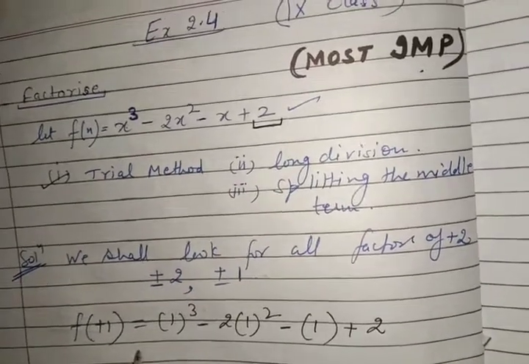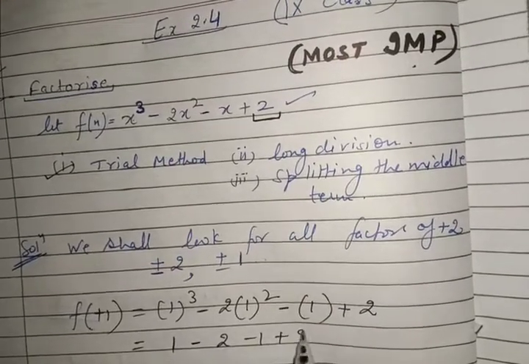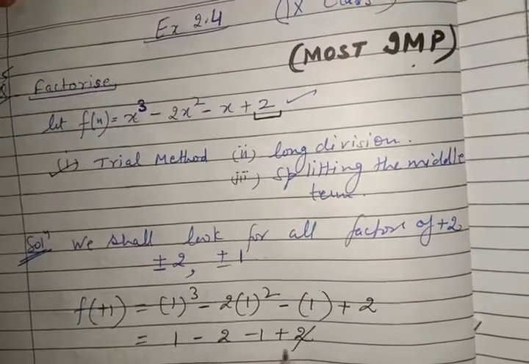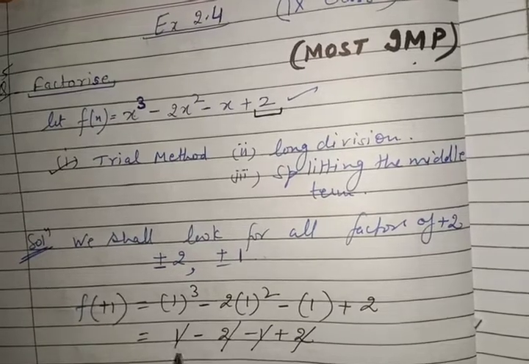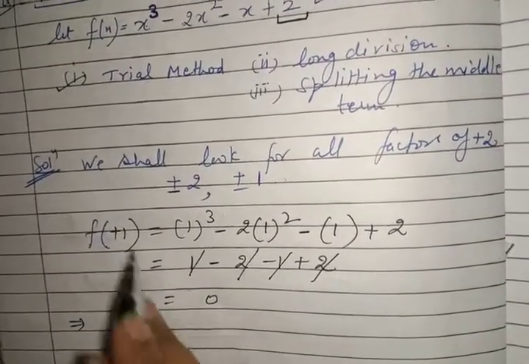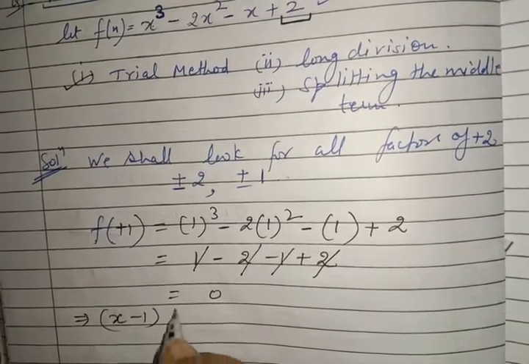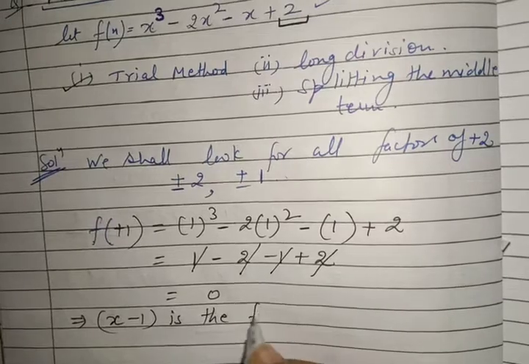I am using plus 1. 1 minus 2 minus 1 plus 2. You can easily see plus 2 minus 2 plus 1 minus 1. What do we get? 0. And we know if f(1) is 0, this implies x minus 1 is the factor of f(x).